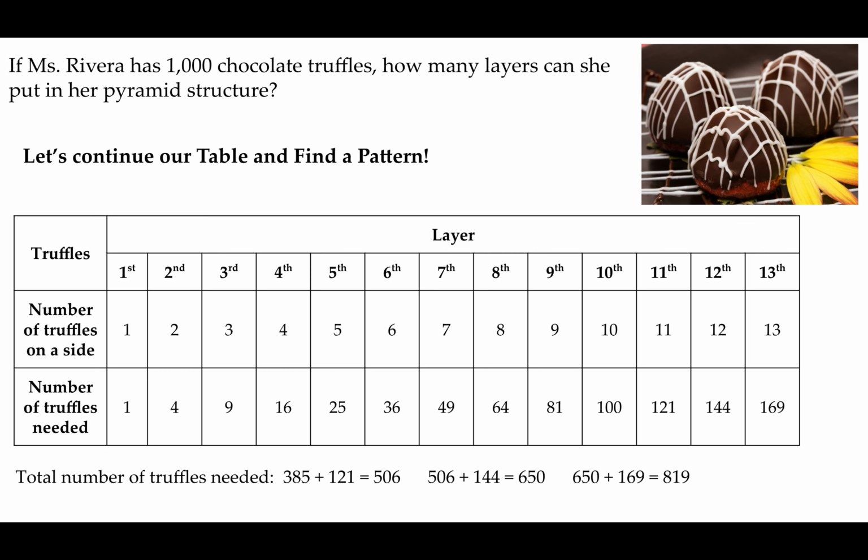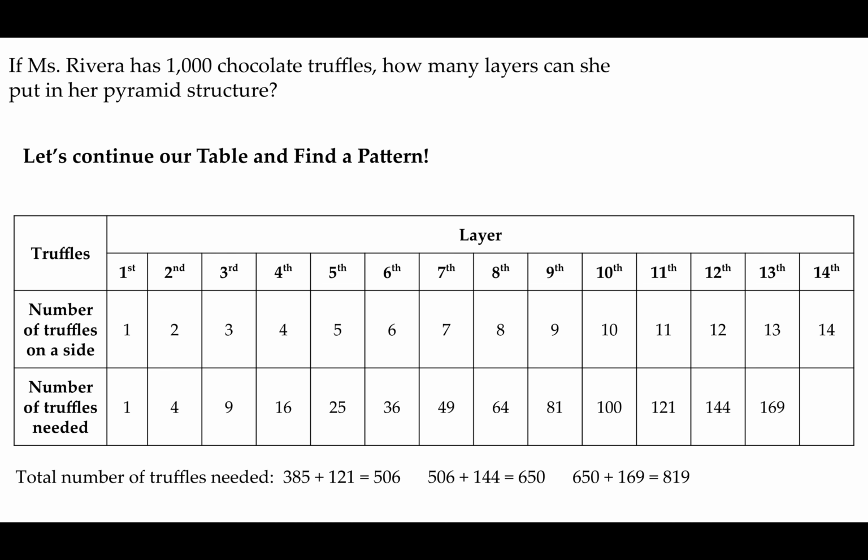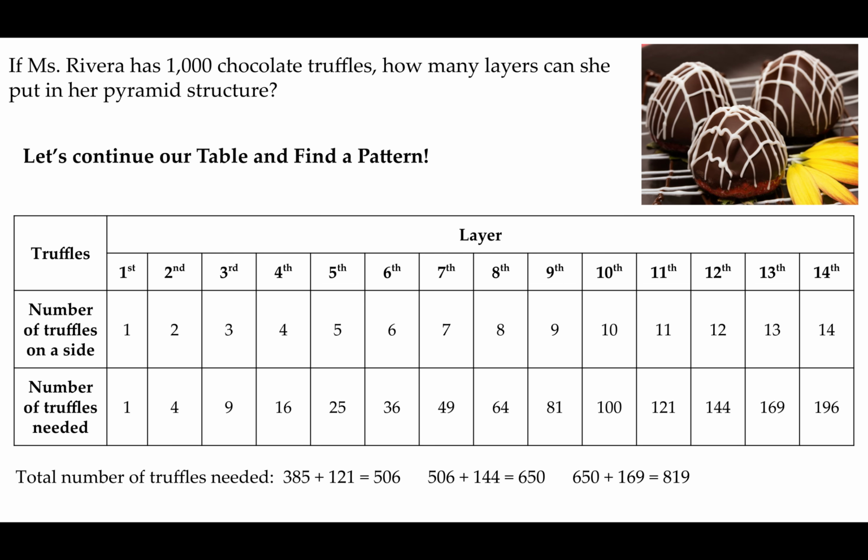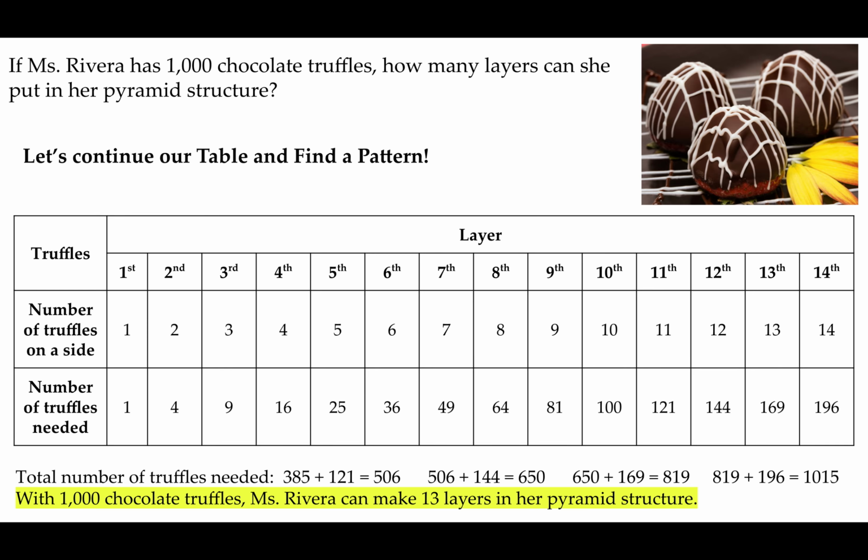So far I have 13 layers. Let's try 14. 14 squared is 196. I add that to my 819, and too much, 1,015. I need 15 fewer truffles. So it looks like Ms. Rivera can make a 13 layer pyramid structure if she has 1,000 truffles.